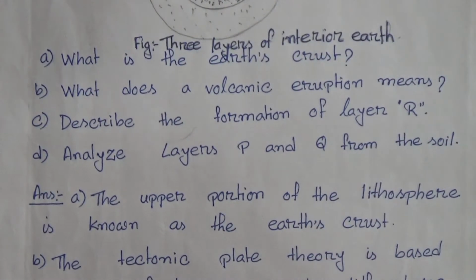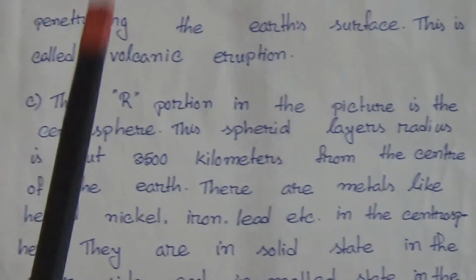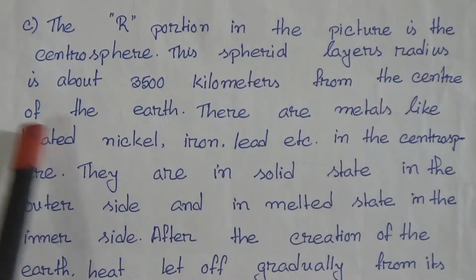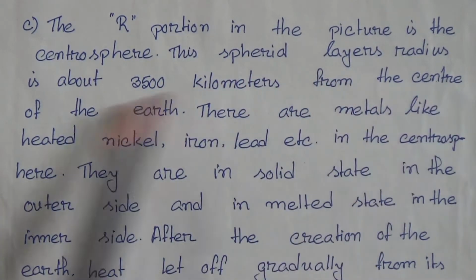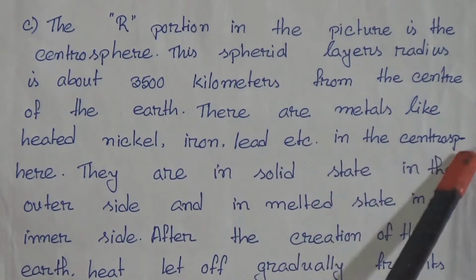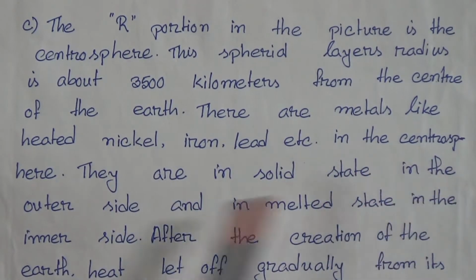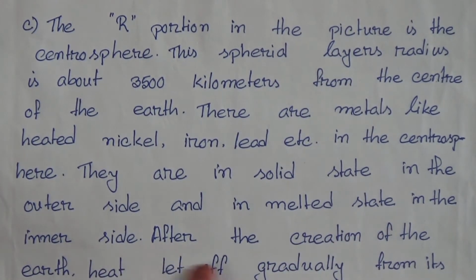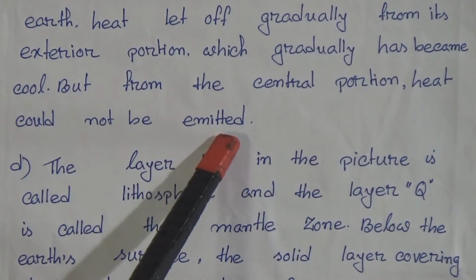Now, question number C, describe the formation of layer R. This is the R portion, that means centrosphere or the core. The R portion in the picture is the centrosphere. This spherical layer's radius is about 3500 km from the center of the earth. There are metals like heated nickel, iron, lead, etc. in the centrosphere. They are in solid state on the outer side and in melted state on the inner side. After the creation of the earth, heat let off gradually from its interior portion, which gradually has become cool, but from the central portion heat could not be emitted.